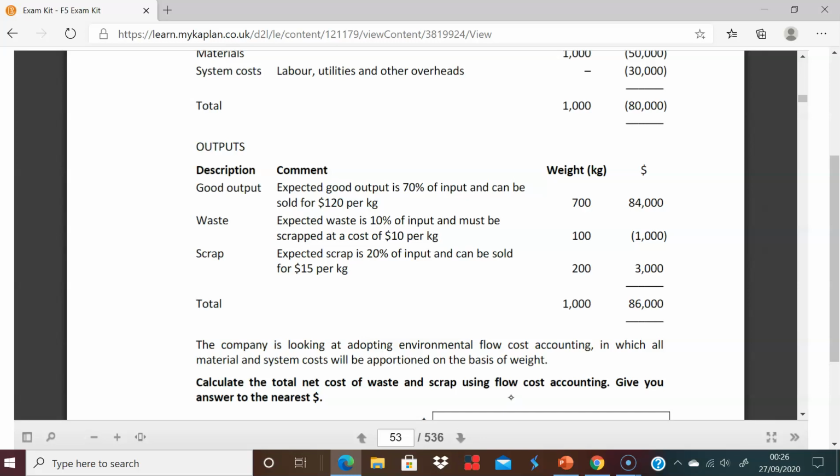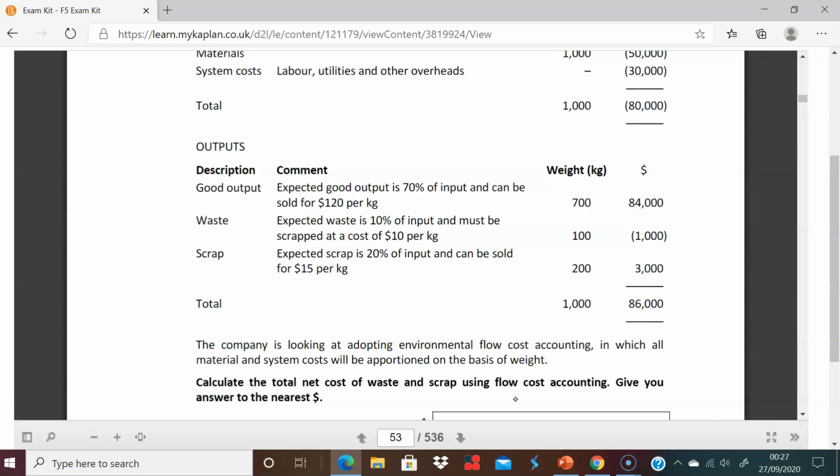So, what we have here is that you want to do this in which materials and systems are apportioned on the basis of weight. The first thing we're looking at is to split those costs. So let's just do that first. I will just get my notes here for us to do that. I just lost my page.